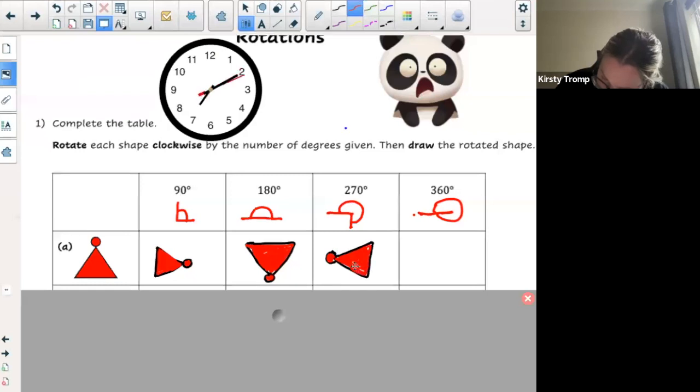And finally, in the last one, what's going to happen? What's going to happen in the last one, guys? It's going to have gone all the way around. So it's going to look exactly the same as what it should look like. So there we go. Back to what it should look like. Exactly the same, guys.